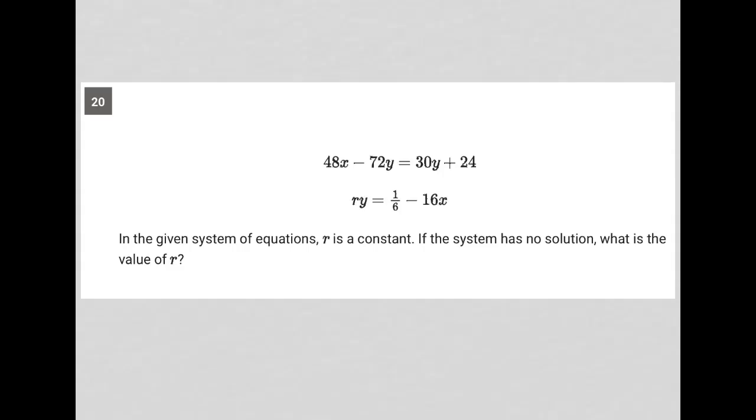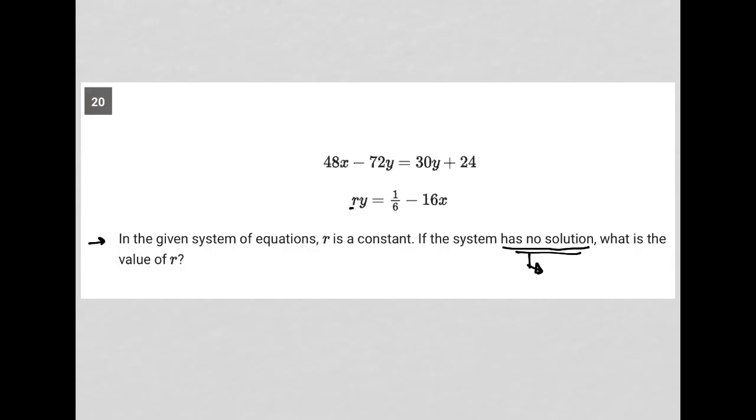So this question says, in the given system of equations, R is a constant. If the system has no solution, very important wording, what is the value of R? So in order for the system to have no solution, it basically means that we should be in a position to cancel out one of our variables, and in doing so, the other variable automatically is also canceled out. So what do I mean by that?